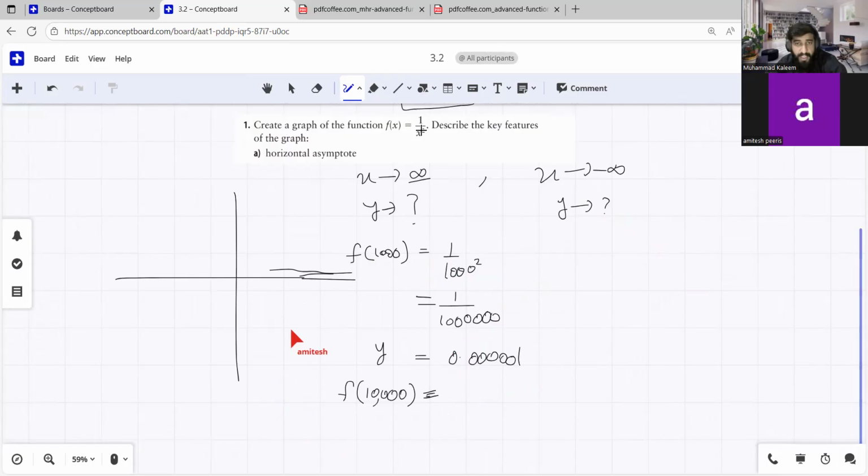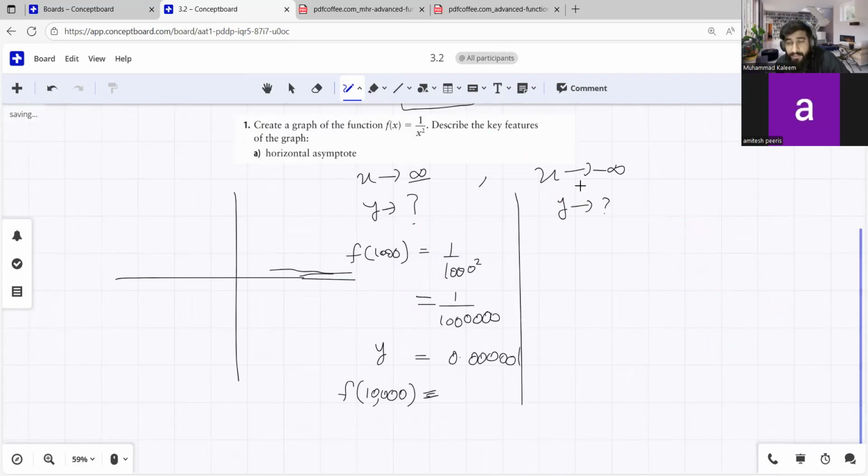If you replace x with one here, we get y equal to one, but that's not our horizontal asymptote. We have to check which value our function is converging to when our x is approaching infinity. Infinity means a very big and bigger number. So to which number is it approaching? Our function is approaching zero as x approaches bigger and bigger numbers, right?